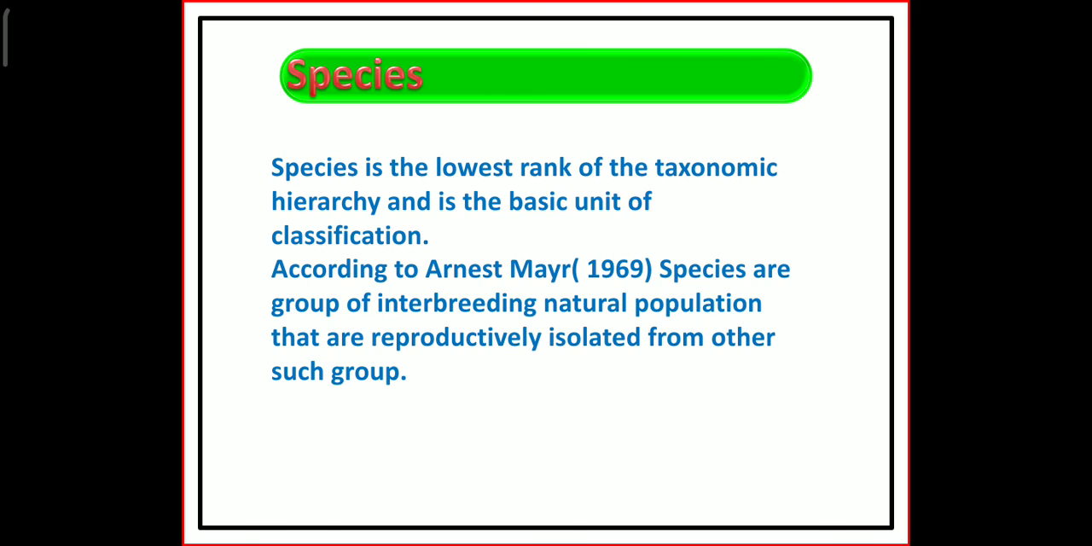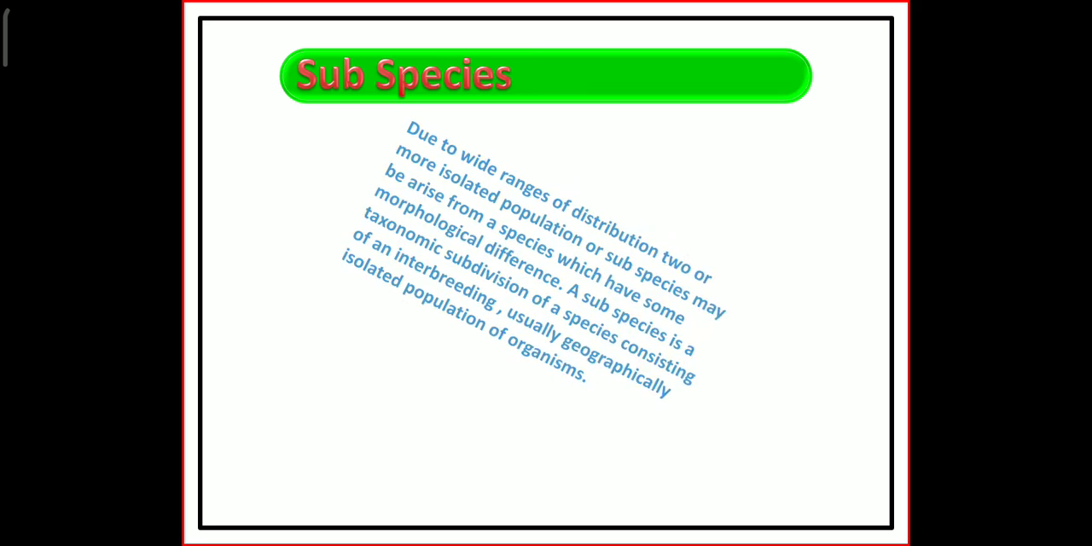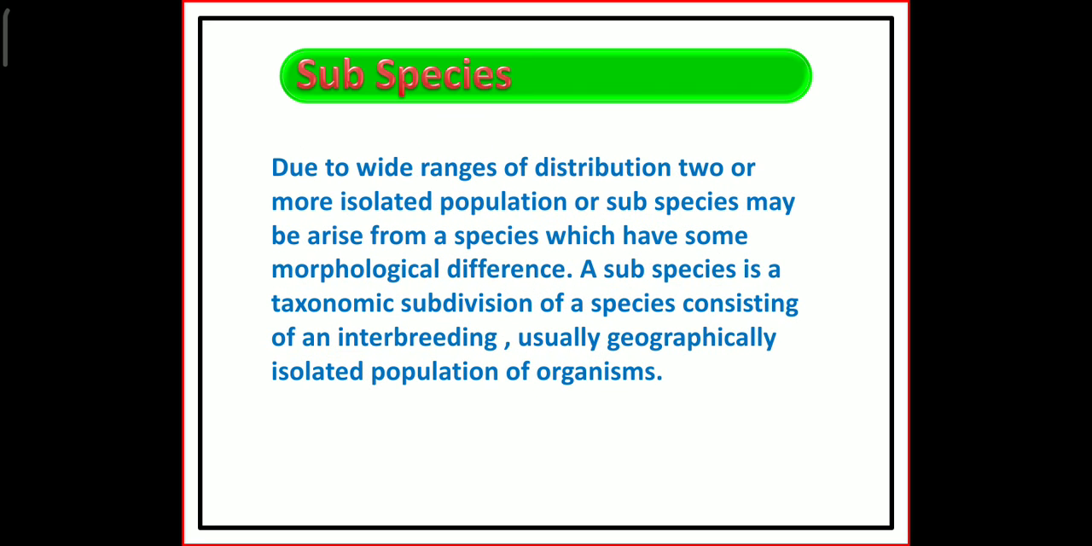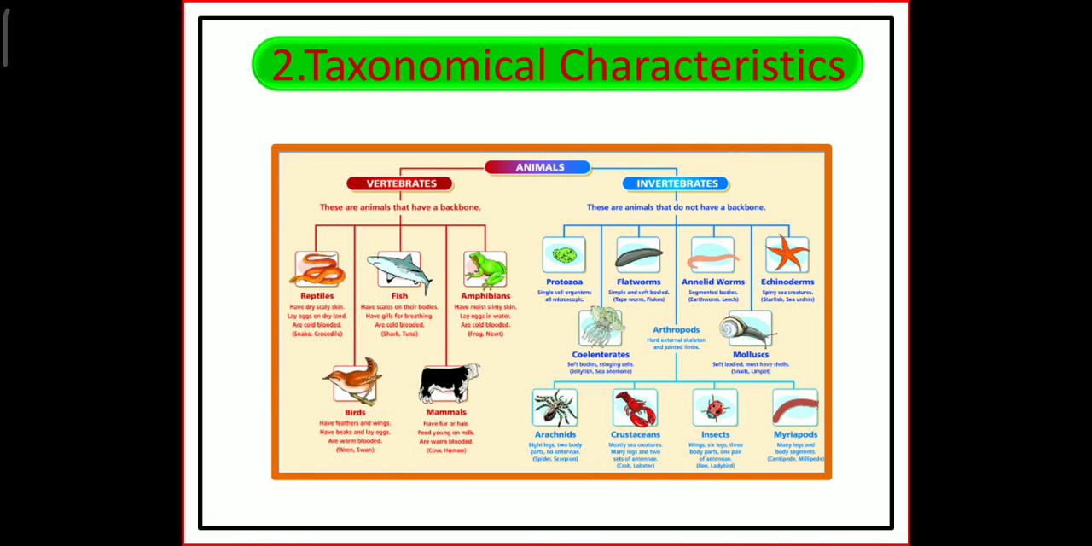According to Ernest Mayr, 1969, species are groups of interbreeding natural populations that are reproductively isolated from other such groups. Subspecies. Due to wide ranges of distribution, two or more isolated populations or subspecies may arise from a species, which have some morphological differences. A subspecies is a taxonomic subdivision of a species consisting of an interbreeding, usually geographically isolated population of organisms. Now, the taxonomical characteristics.